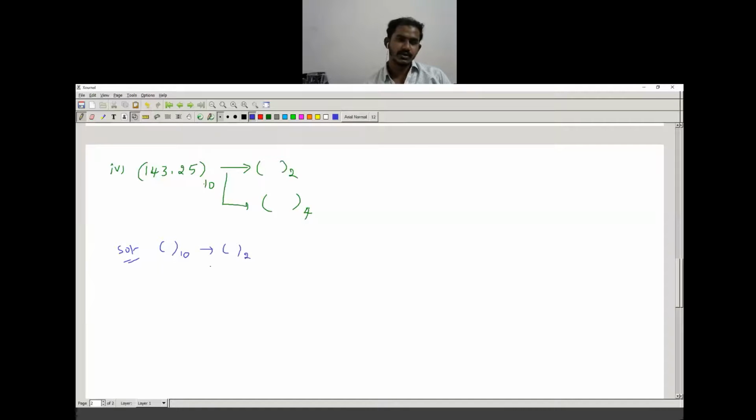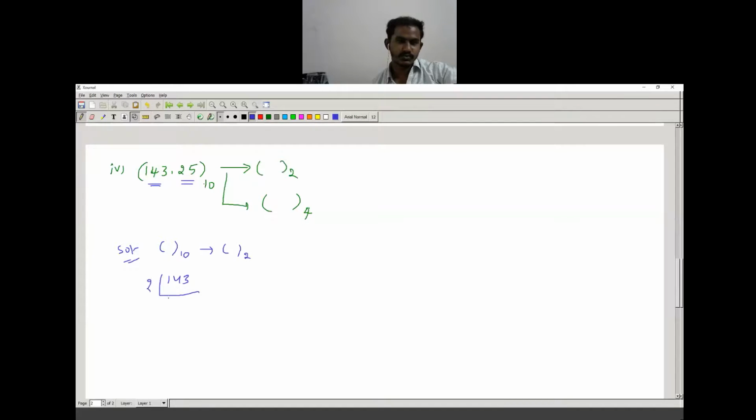What we need to do is first take the integer part. The given number has both an integer and a fractional part, so you have to find the integer part and also the fractional part. How do we find the integer part? We simply do the successive division. Our integer part is 143. Let's do the successive division.